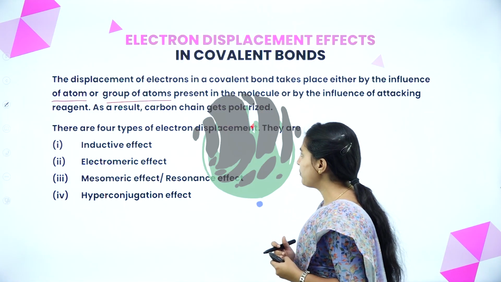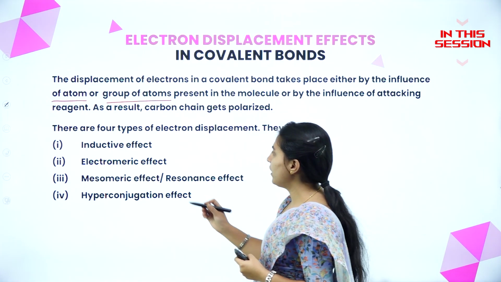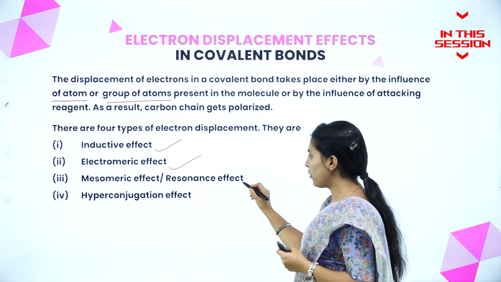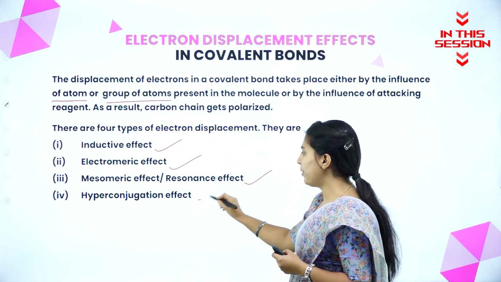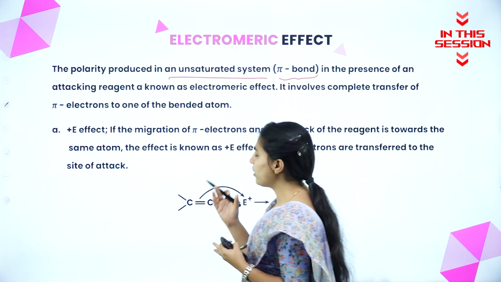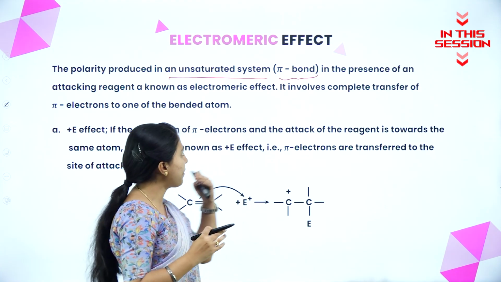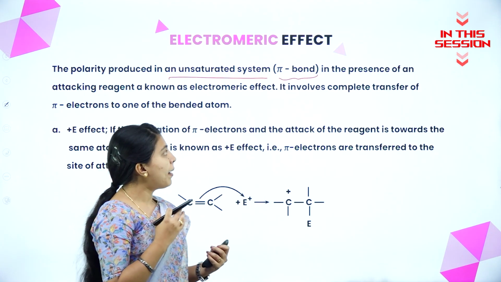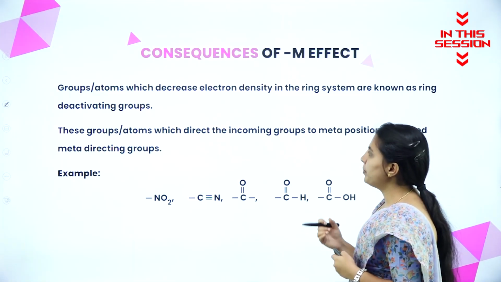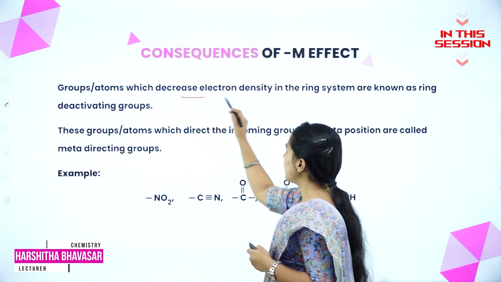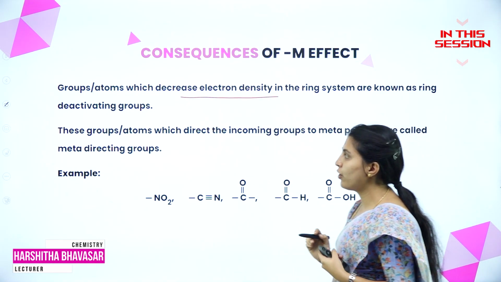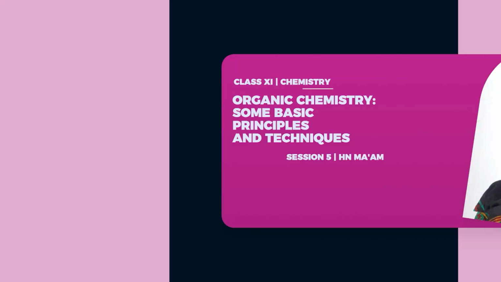There are four types of electron displacement. They are inductive effect, electromeric effect, mesomeric effect or resonance effect, and hyperconjugation effect. The overall polarity, whatever it is produced in an unsaturated system, that is pi bond system, there the complete transfer of electrons to the bonded atom will happen. Groups or atoms which decrease electron density, obviously it will decrease the electron density in the ring system, are known as electron deactivating group.